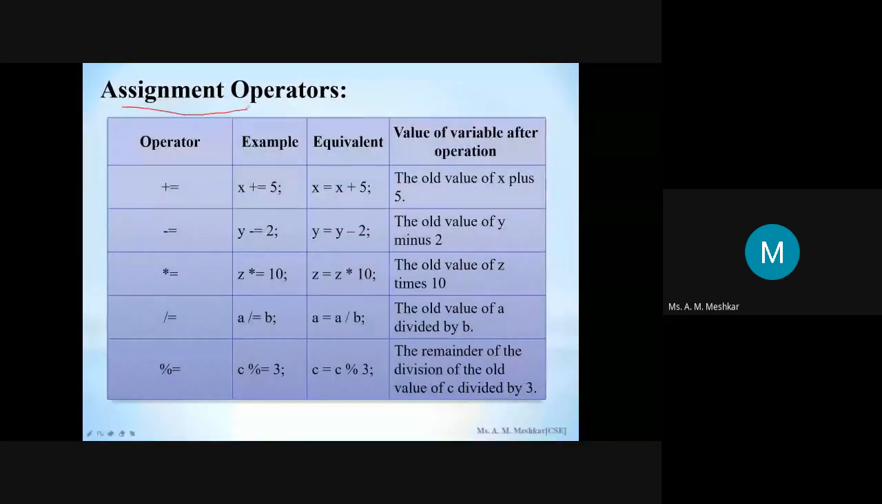Assignment operators. Assignment operators, you have already seen such type of assignment. See, x is equal to x plus 5. So this thing you know. But here we are going to see the shorthand assignment operator. This is simple enough.